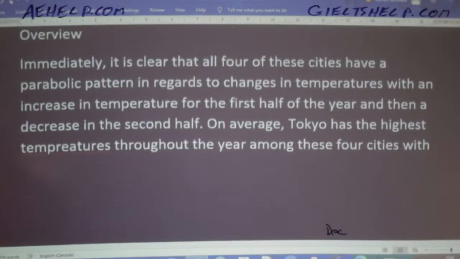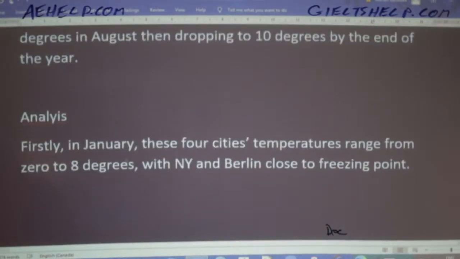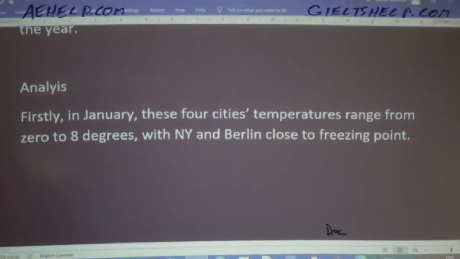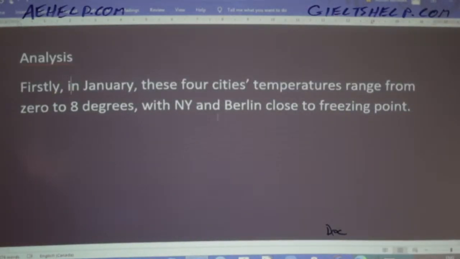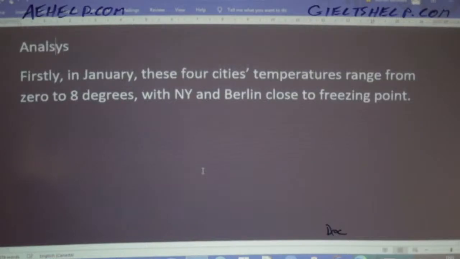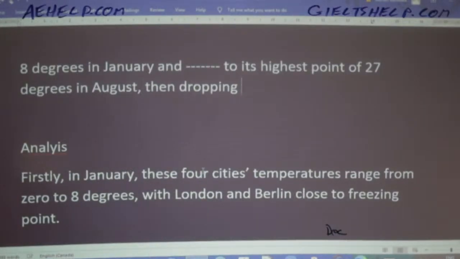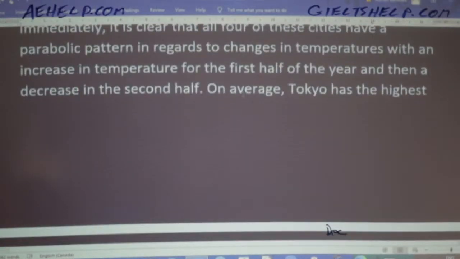All right, so I have my analysis. And firstly, in January, these four cities' temperatures range from 0 to 8 degrees, with New York and Berlin close to freezing point. Okay. And somehow it's deleted my thing about Tokyo. So let's see what that is. Okay, it's because I have it in the wrong spot. All right.